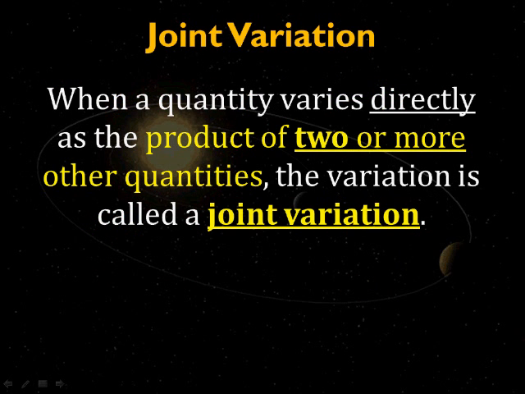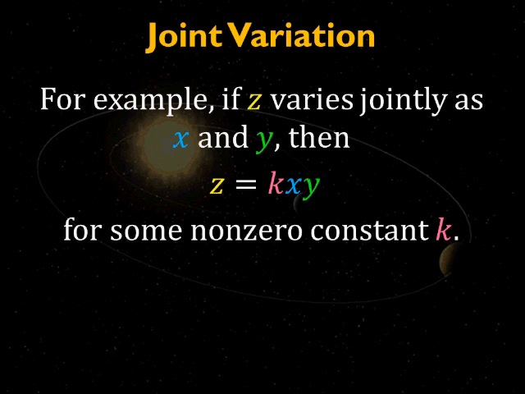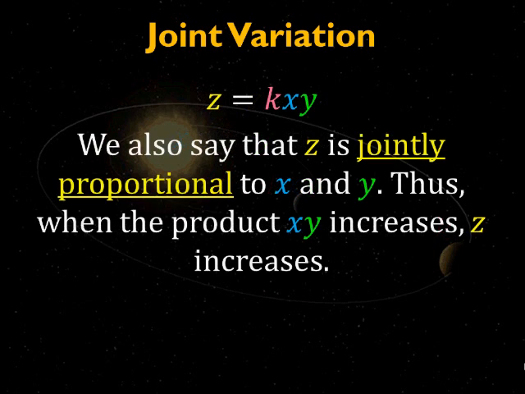Joint variation. When a quantity varies directly as a product of two or more other quantities, the variation is called a joint variation. For example, if z varies jointly as x and y, then z equals kxy. So z is directly proportional to the product of x and y together. That is why it is joint variation. k doesn't change. So we will also say that z is jointly proportional to x and y. Thus, when the product xy increases, z increases. If the product xy goes down, z goes down as well.